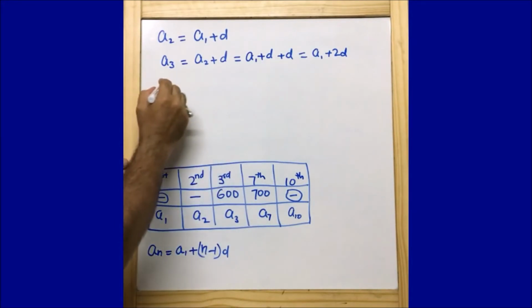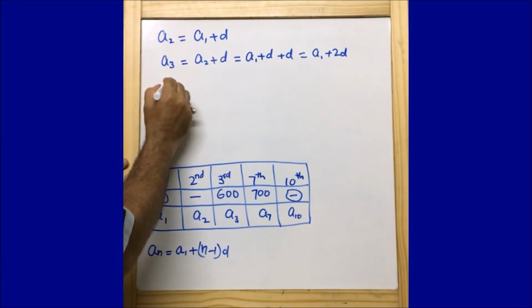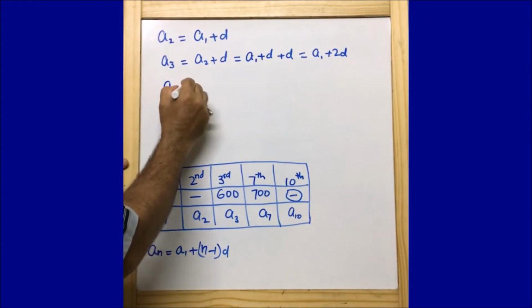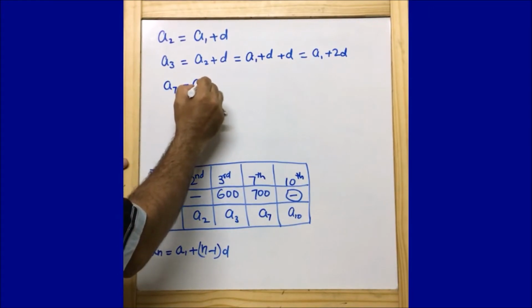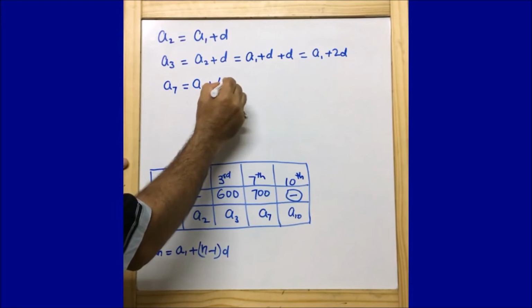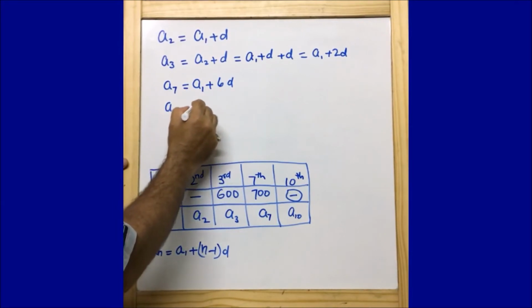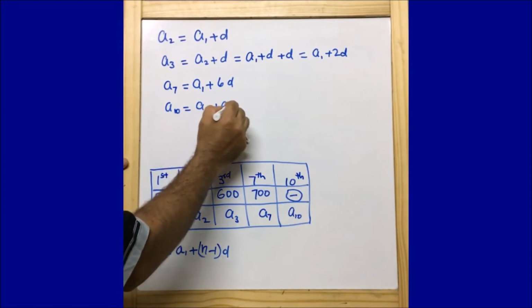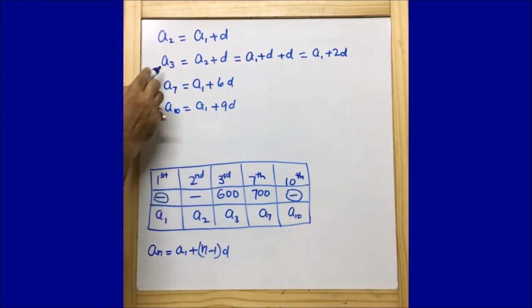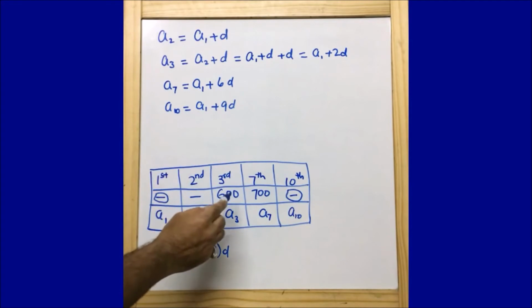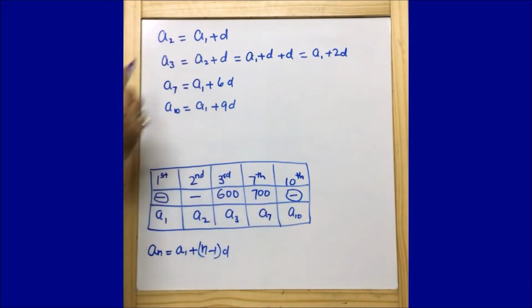Similarly, when it will be 7, it will be a1 plus 6d. When it will be 10, it will be a1 plus 9d. I have considered 3, 7, 10 because this is the data. We have data for 3, 7 and 10 and 2. That's all. Now, what we can do, you see, we have the data for a3 and a7.